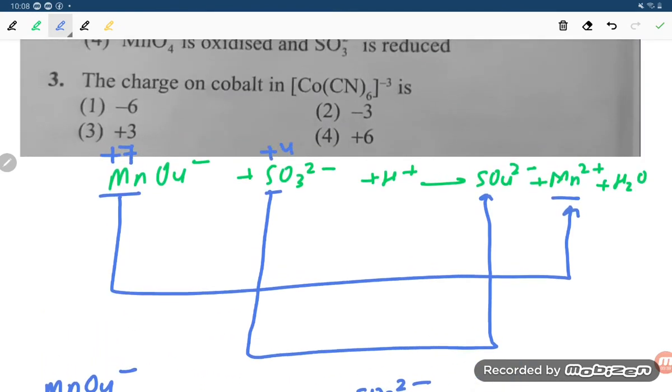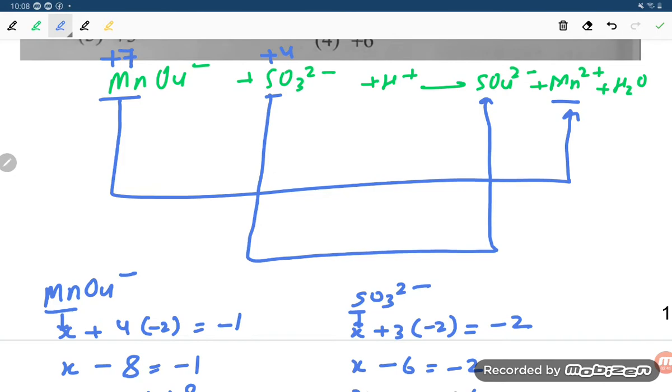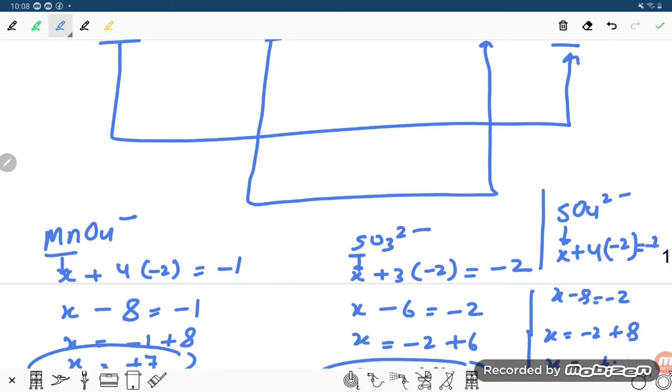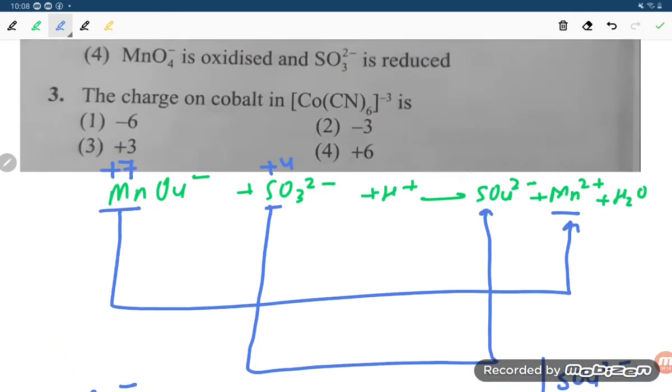In SO4 2 minus, sulfur is X, oxygen is minus 2, and 4 oxygens give minus 8, and the total is minus 2. So X minus 8 equals minus 2, right? So X equals minus 2 plus 8, so X equals plus 6. So here you can put plus 6.